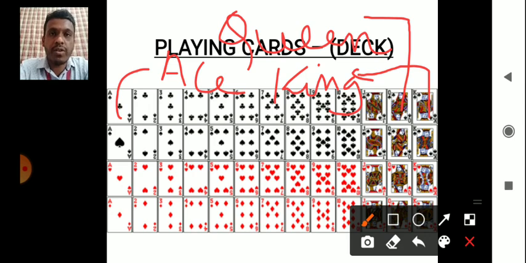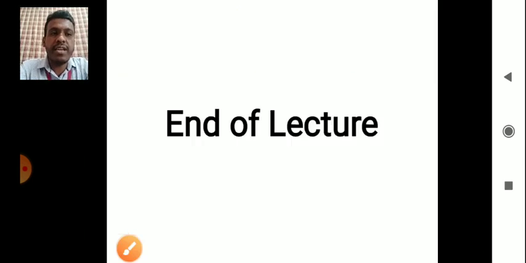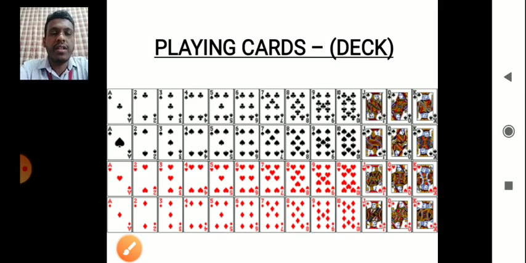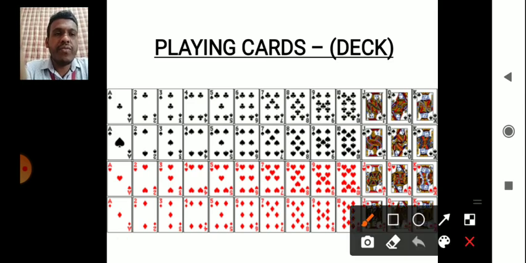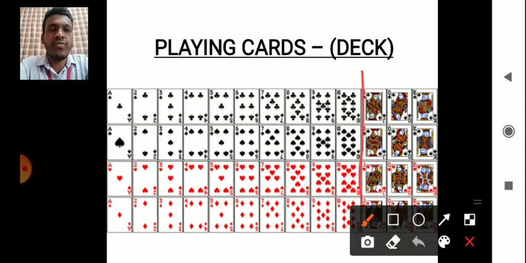You should not count jokers or any other additional cards. Only these are the set of playing cards. So the total number of playing cards is 52. 13 in each set. 13 multiplied by 4 equals 52. Now when it comes to face cards, as I've said, okay, sorry. When it comes to face cards, these are the face cards where you can find faces of human figures.